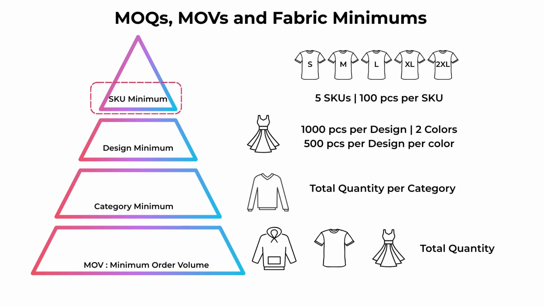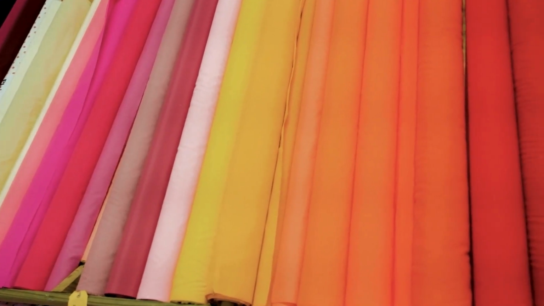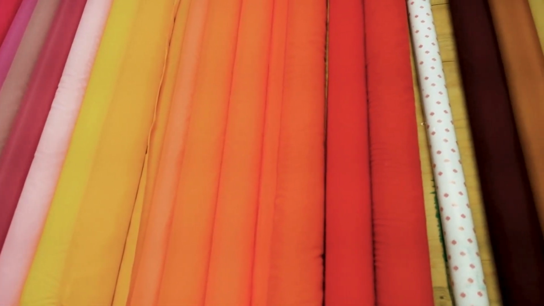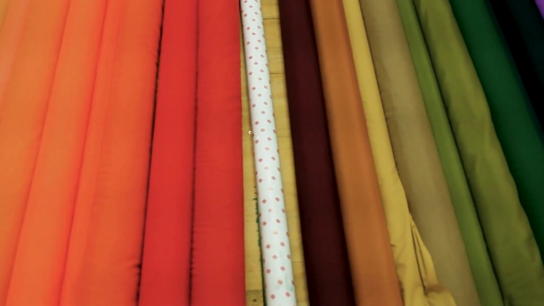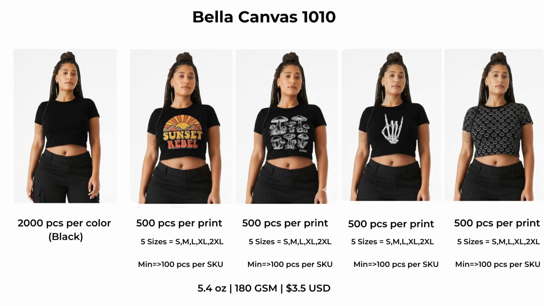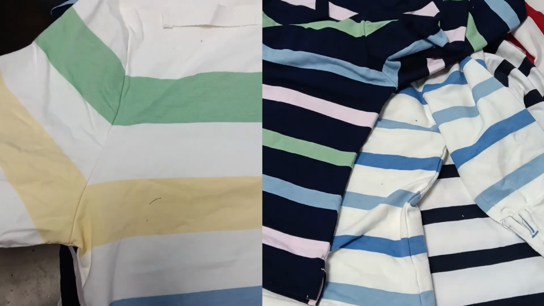All the other minimums, whether it's SKU minimum or fabric minimum, are outside our control. Like if a fabric is 2000 units per color, it has to be 2000 units per color, and it has nothing to do with us. We don't control that. Similarly, SKU minimum is not defined by us, but defined by the kind of product. Usually 100 units per SKU is the bare minimum we can go.